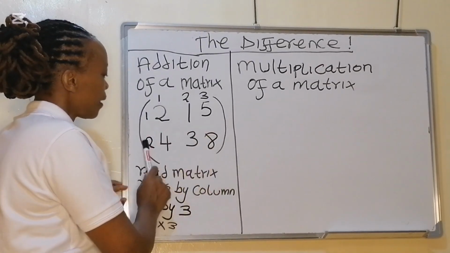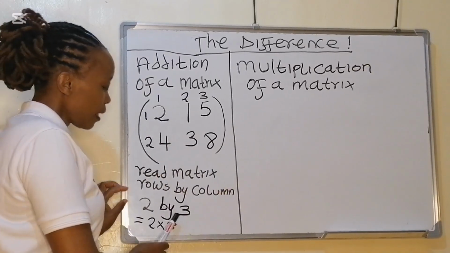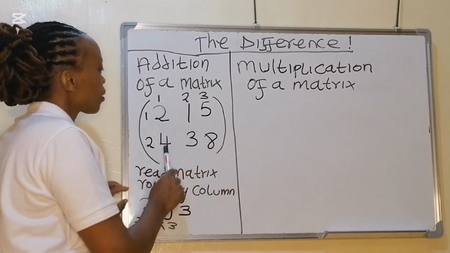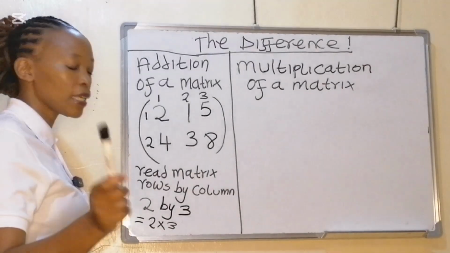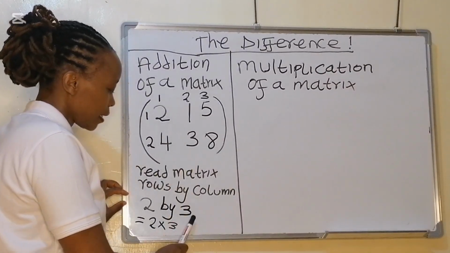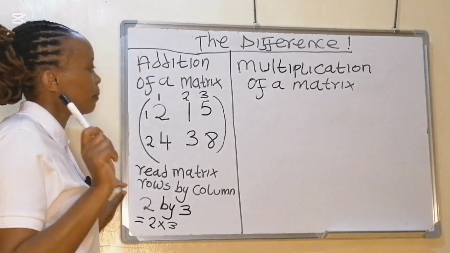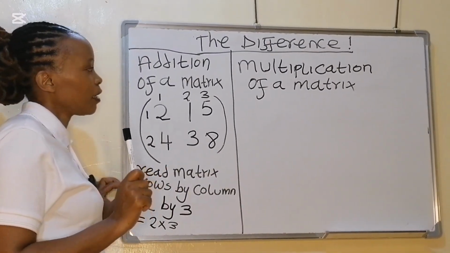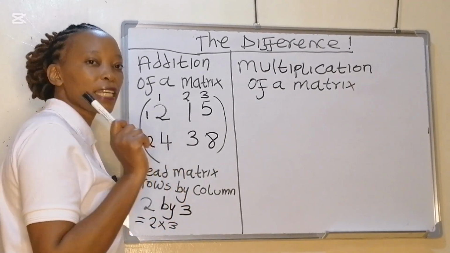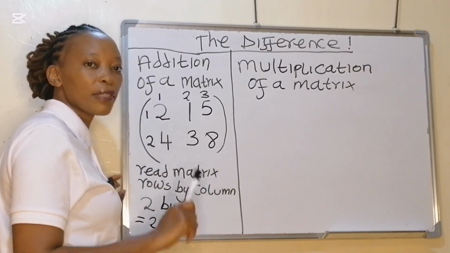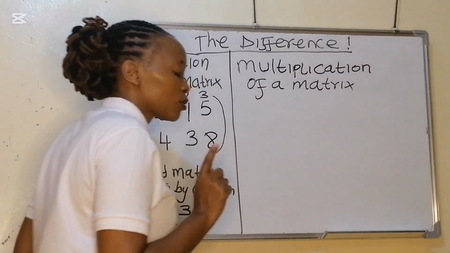We have the first row and the second row. Then how many columns? We have the first column, the second column, the third column. So we have 3 columns. So the name of this matrix is 2 by 3. I hope you are with me up to that point. Now you know how to read a matrix. That is the first step, even before you go to calculation. If you don't know how to read a matrix, you will get a question correct this time, then next time you are going to fail.